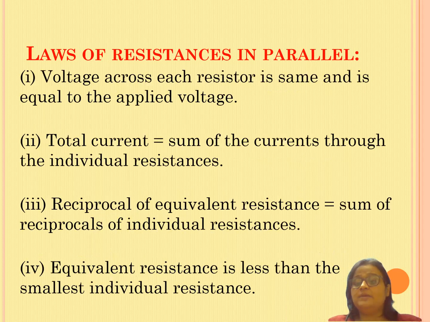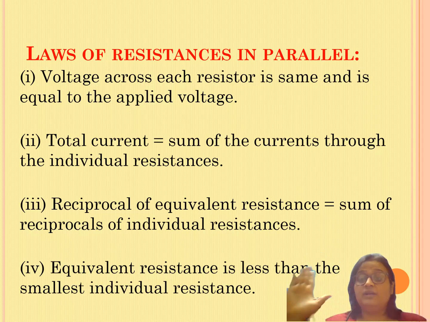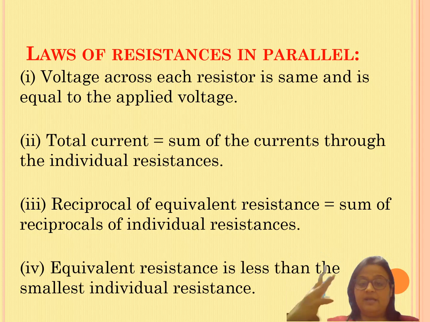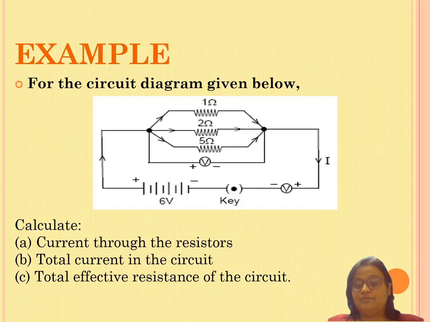Now what happens in a parallel combination? Voltage is the same, current is different. The total current is the sum of the currents along the resistances. The reciprocal of the equivalent resistance is equal to the sum of the reciprocals: 1 upon Rp equal to 1 upon R1 plus 1 upon R2 and so on. And the equivalent resistance is less than the smallest resistance. Means what? Suppose you find the parallel combination of 1, 2, 3, your answer will be less than the smallest value. Which is the smallest among 1, 2, 3? It is 1.